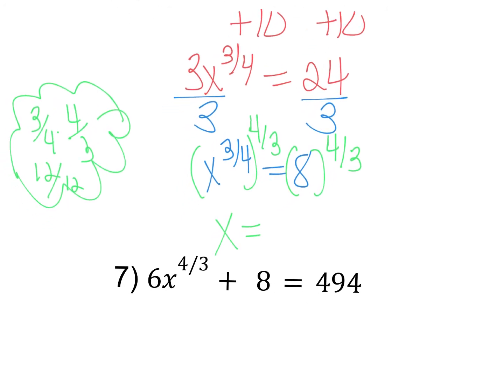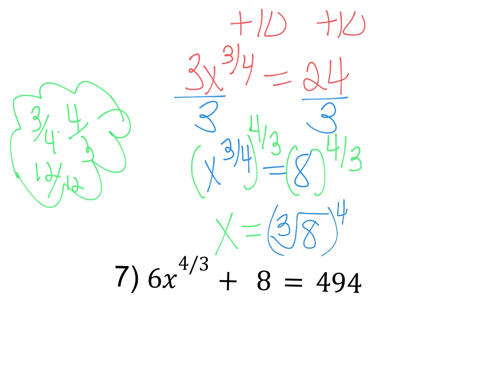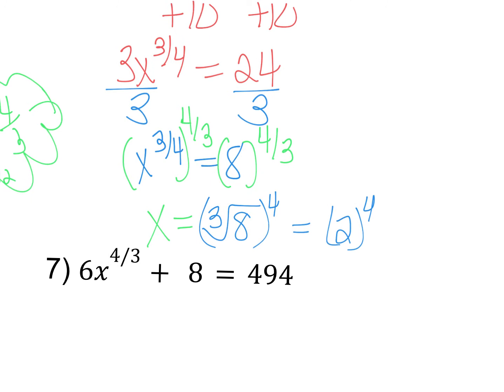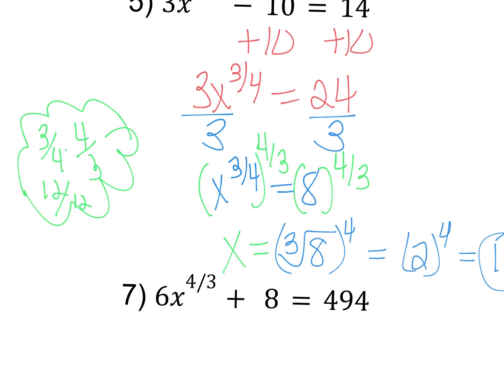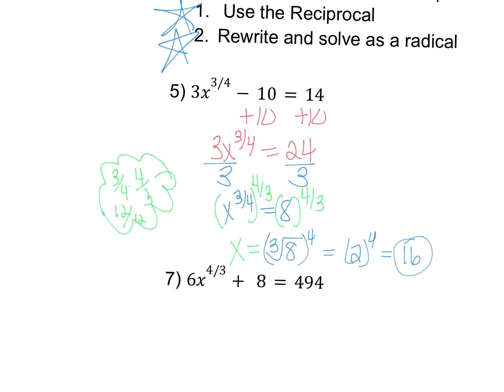So 8 to the 4/3, remember, is the cube root of 8 to the 4th. That's what we did last week. And the cube root of 8 is 2 to the 4th power still. And 2 to the 4th power is 16. Okay, so again, to get rid of that fraction exponent, we took it times the reciprocal, rewrote it as a radical, and then just simplified that radical.